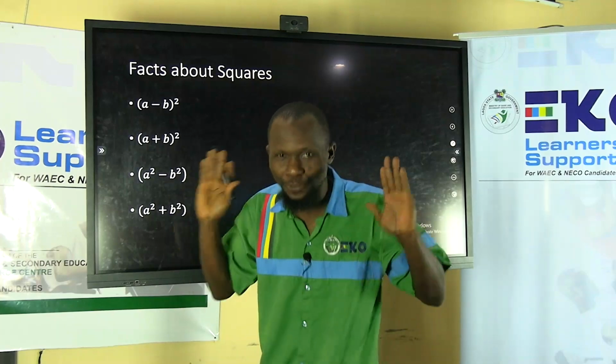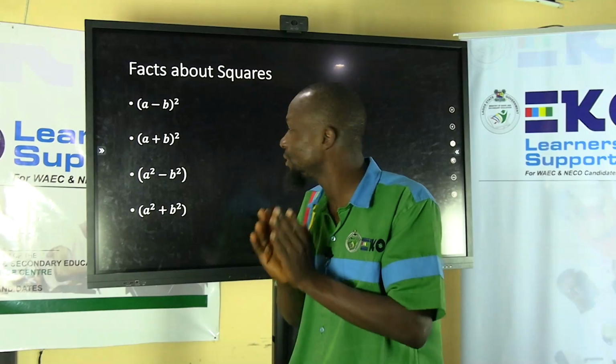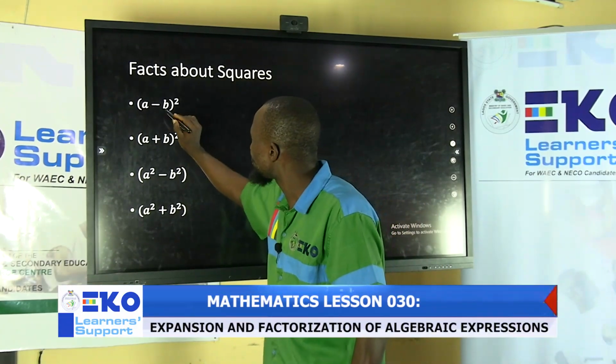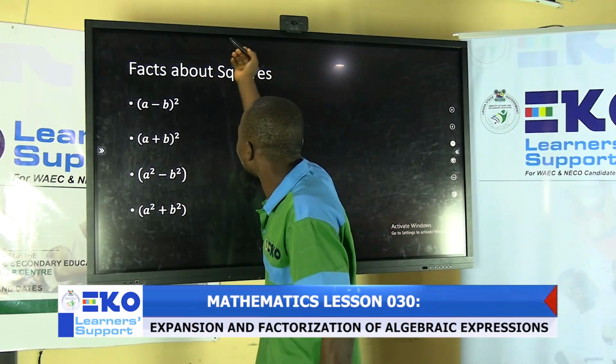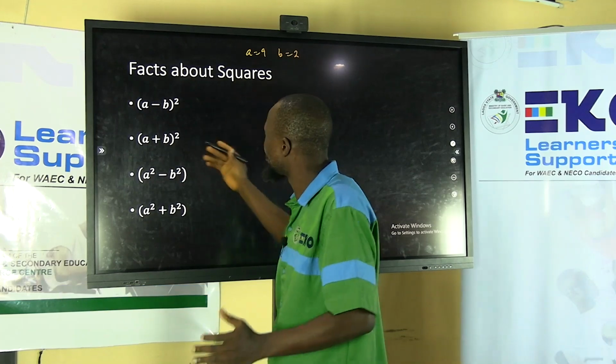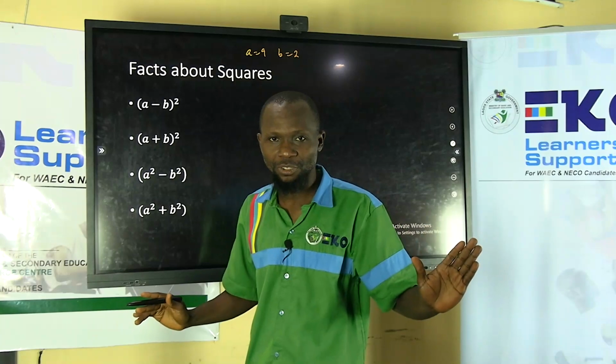They are different, so don't take them for the same thing. They are all different. An example of how you can know that is, just try some figures. You can try a equals 9, b equals 2. Try. You realize that all of them will give us different results.